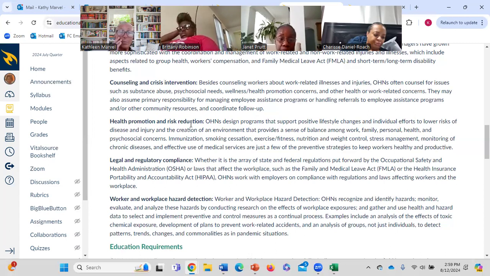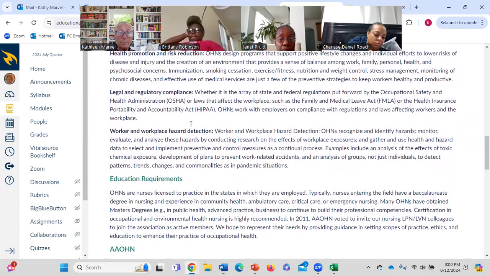The other thing with people taking leave, one of the regulatory compliance requirements is that employers follow the FMLA, Family Medical Leave, right? And then HIPAA. HIPAA is also part of legal and regulatory compliance. Okay, and then worker and workplace hazard detection.